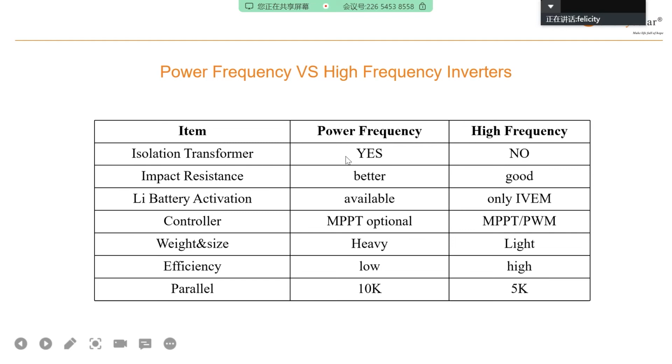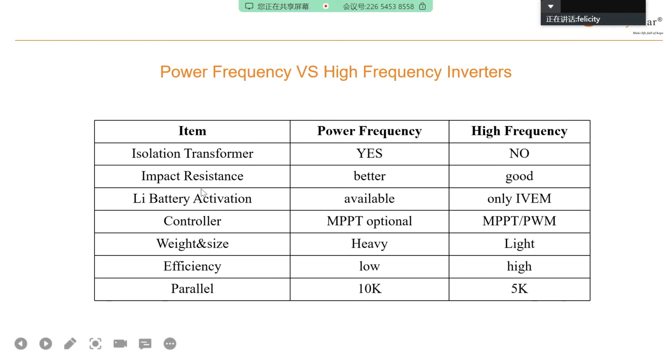Okay, the transformer usage only the power frequency has. High frequency doesn't have. So why do I need this one? Because the transformer is very heavy. It makes the same power, like both a low frequency and a high frequency inverter at 5 kVA, but the power frequency one is bigger than the high frequency one because it has a transformer inside, bigger and heavier.